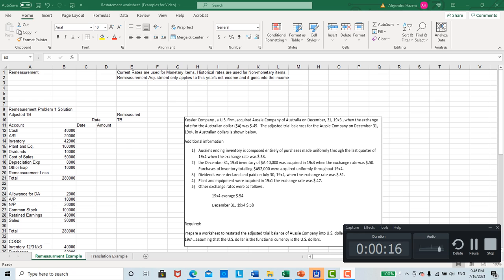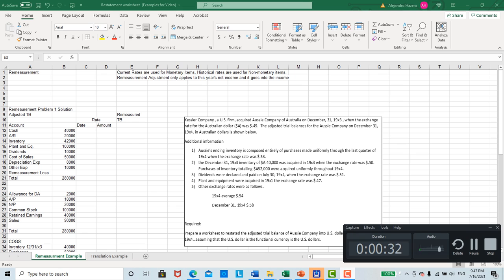Okay, now I've already identified two methods. One is translation. I just did that example in the previous video. Now, in this example, we're going to do remeasurement. Remeasurement is a little more complicated because of the rules for remeasurement.